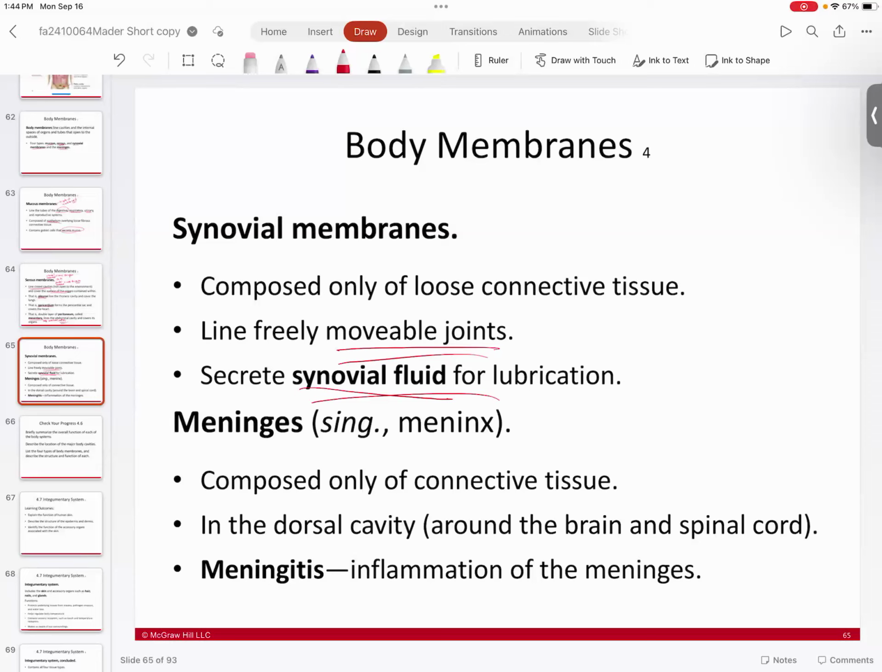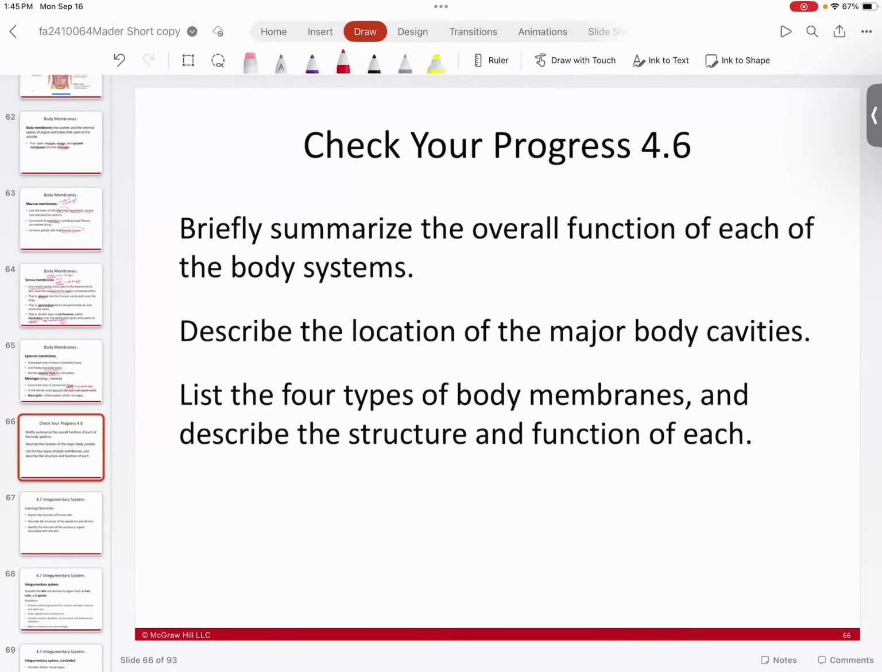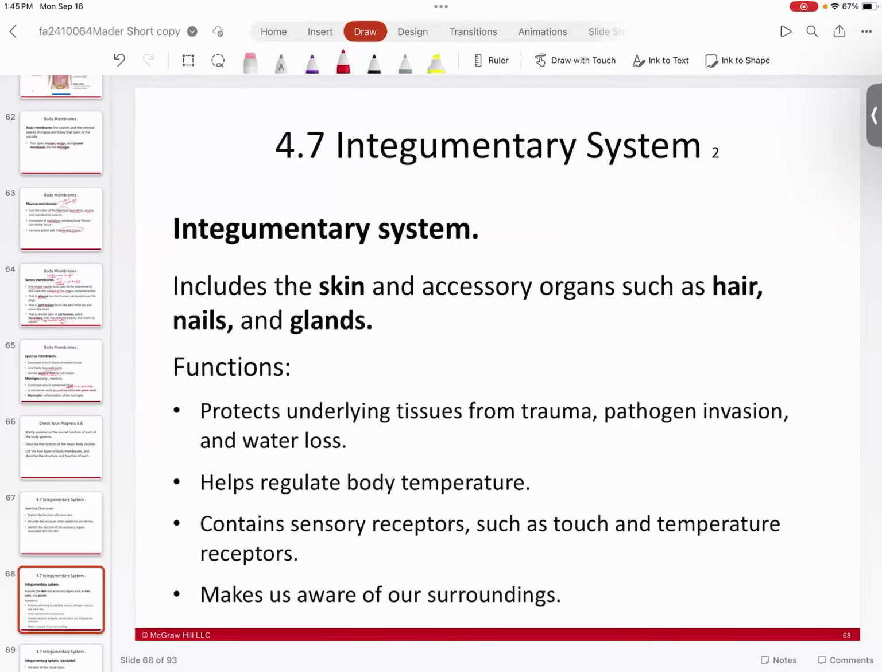Meninges basically are essentially the layers of the brain. So these are essentially the membranes or the covering of the brain, of the nervous system. And so if you have an inflammation of these layers, that's what meningitis is. So anything with an itis at the end of it means it's an inflammation of something. In this case, it's an inflammation of the meninges.